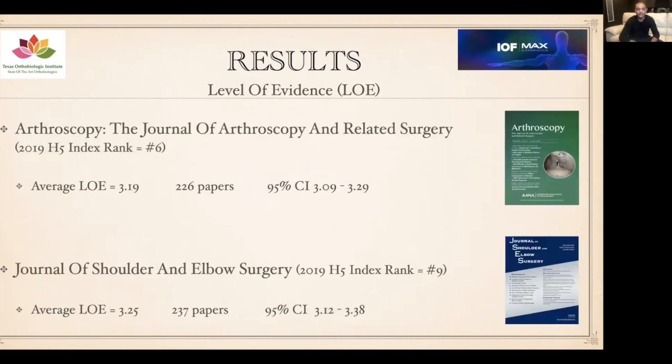The next journal, one of my favorites, Journal of Arthroscopy and Related Surgery. We looked at 226 papers. The average LOE was 3.19. The final journal was the Journal of Shoulder and Elbow Surgery, also one of my favorites. We looked at 237 papers, and the average level of evidence was 3.25.